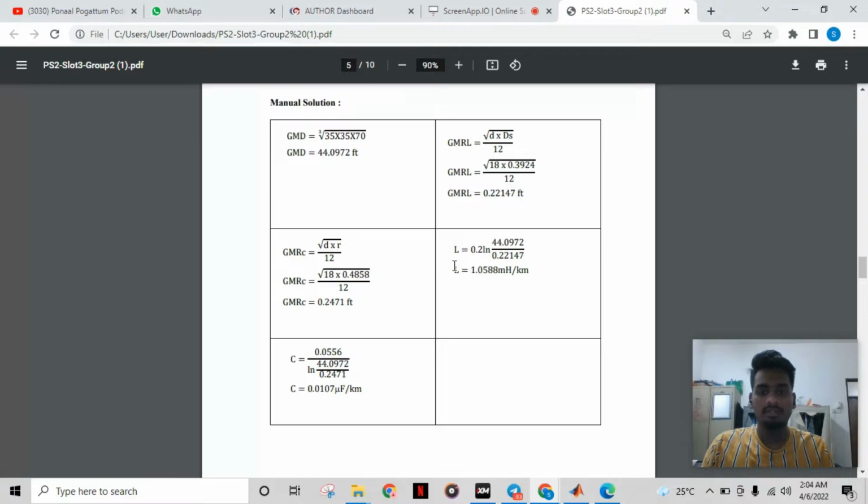So we came to conclude with our manual solution. We got the same answer: L equals 1.0588 mH per kilometer, and the C value equals 0.0107 uF per kilometer. So that's all from me, doctor. Thank you.